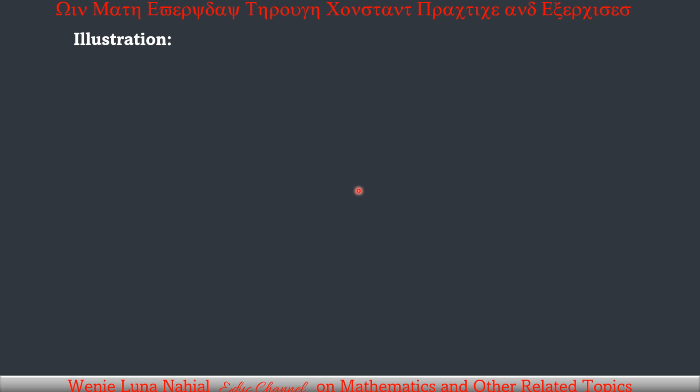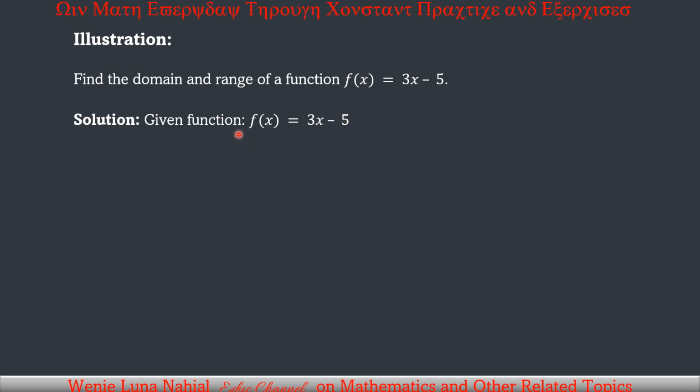Okay, let's have the illustration. Find the domain and range of a function f of x equals 3x minus 5. Again, our goal here is to determine the domain and the range. So solution, we have f of x equals 3x minus 5. It's good to copy the given, so we have an idea where to start.